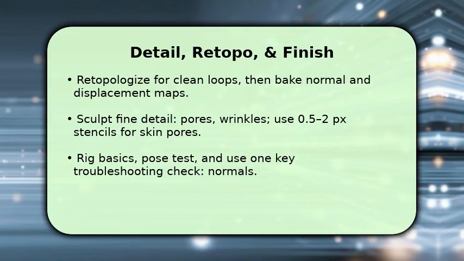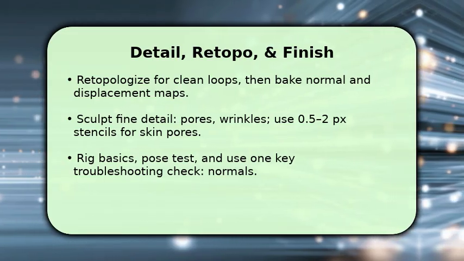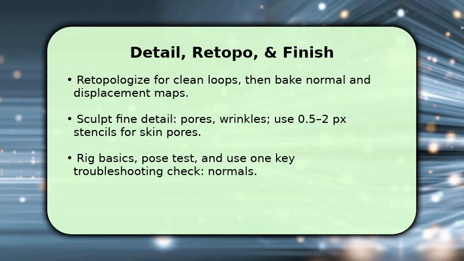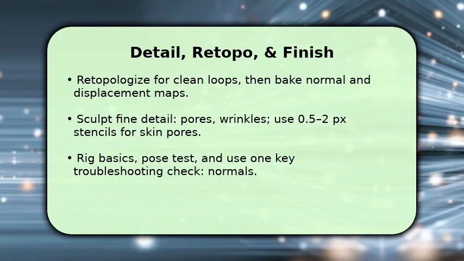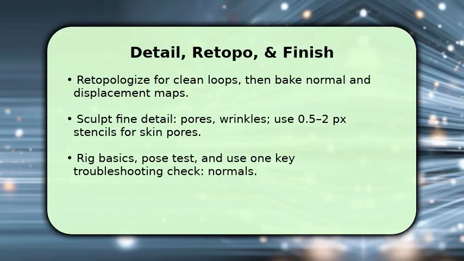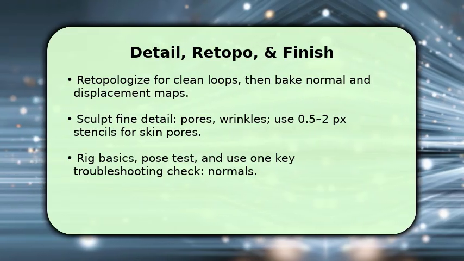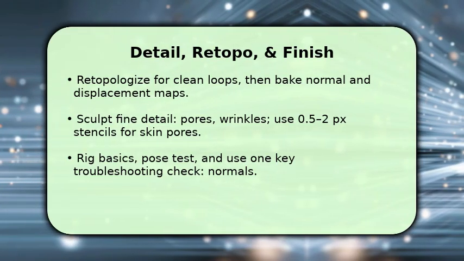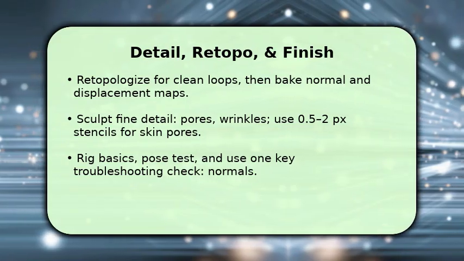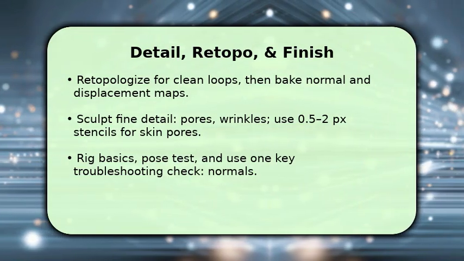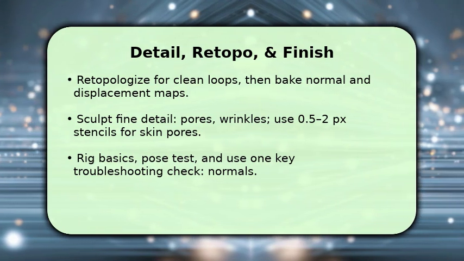You sculpt pores and wrinkles using alphas and small brushes, then texture in Blender or an external painter. Make sure UVs are non-overlapping and relaxed. Rig and pose to validate deformation. If something goes wrong, check normals first. Flipped normals or inconsistent shading often cause baked map artifacts and shading errors, so recalc and inspect.